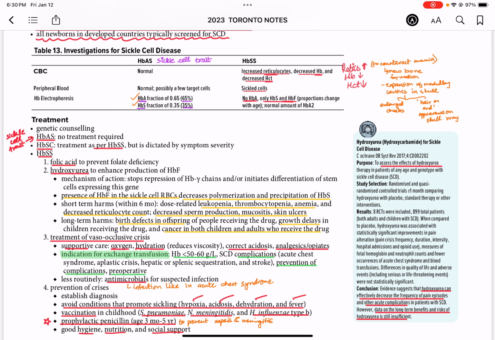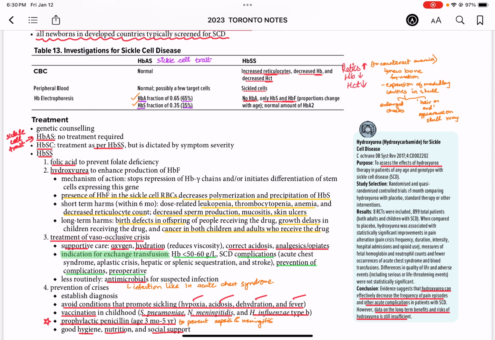So how do we treat hemoglobin SS? How do we treat sickle cell, like SS is sickle cell disease, right? So we try preventing folate deficiency. That is why we give folic acid. Other than folic acid, we can give hydroxyurea.